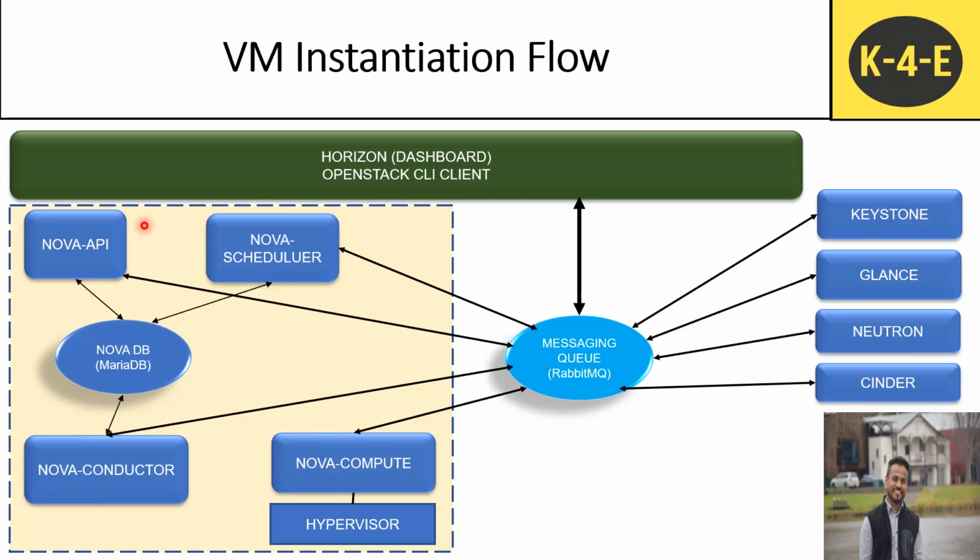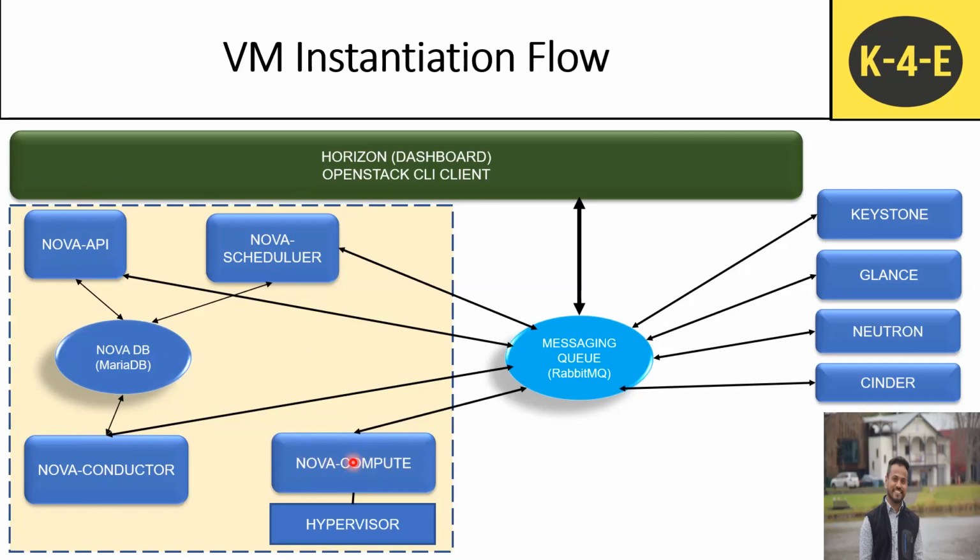So if you remember, I told you that Nova API is your front end which is talking to your dashboard. Dashboard communication is happening on Nova API, then Nova API is passing this request to Nova scheduler. Nova scheduler passes this request to Nova compute. Nova compute, with the help of Nova conductor, gets all the information related to your VM.